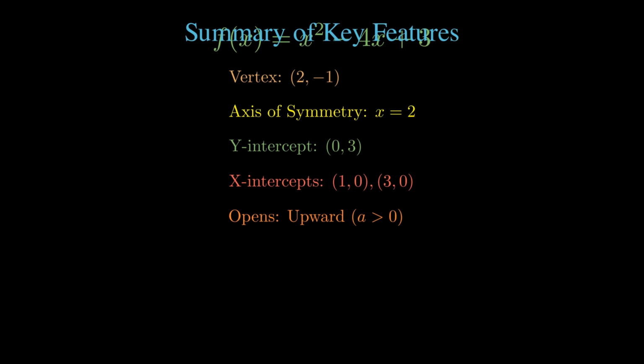Let me summarize what we've learned. To analyze a quadratic function, we identify the vertex using x equals negative b over 2a. Find the axis of symmetry. Determine the y-intercept by setting x equals 0. Find the x-intercepts by solving the equation f of x equals 0. Check the direction of opening based on the sign of a, and establish the domain and range. These key features give us a complete picture of the quadratic function's behavior.